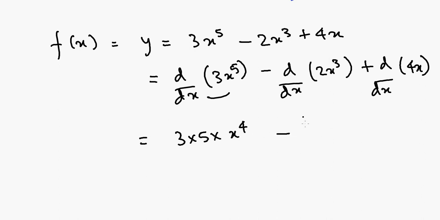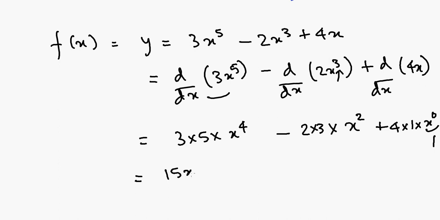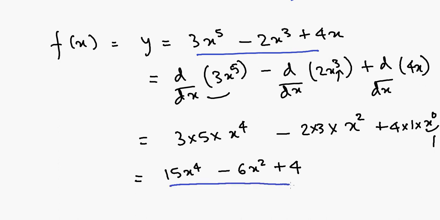Next term you will be getting 2 times 3 times x to the power 3 minus 1, which is 2 again, plus this one is 4 times the power of x, which is 1, so we don't write it, times 1, times x to the power of 1 minus 1, which is x to the power 0. So basically this term is also 1. So if I write this together, it comes out to be 15 x to the power 4 minus 6x squared plus 4. So we have easily taken a function like this and we have differentiated to get the answer.